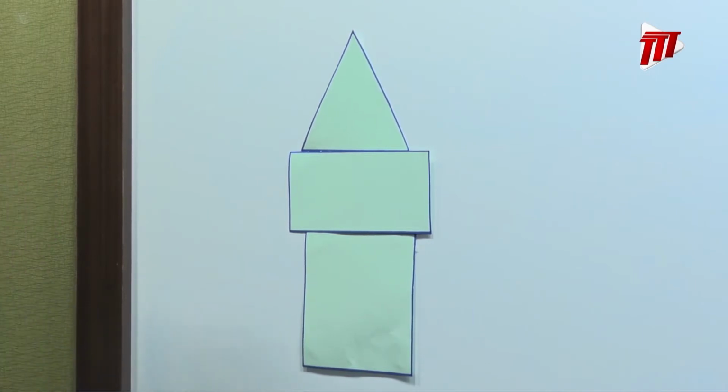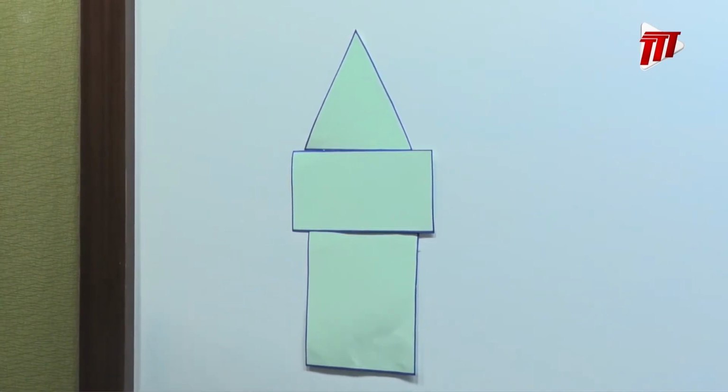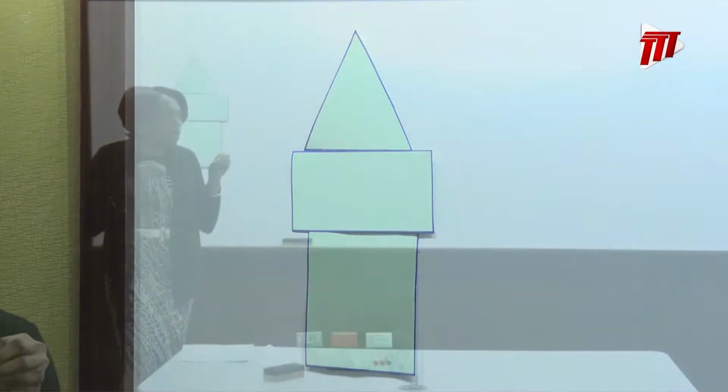Now, when we're looking at the perimeter of compound shapes, we'll be concentrating on the square and the rectangle. When we're looking at the area, we'll also be concentrating on the square and the rectangle. So just bear that in mind. All right, boys and girls? So stay with me now as we continue to find the perimeter and the area of compound shapes.